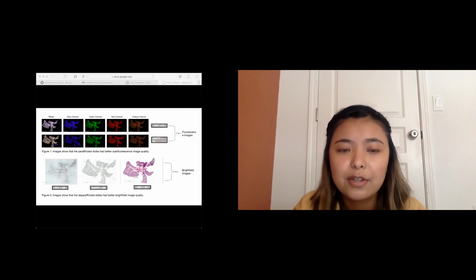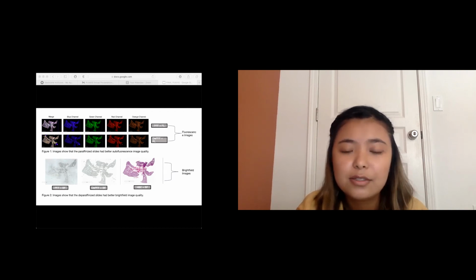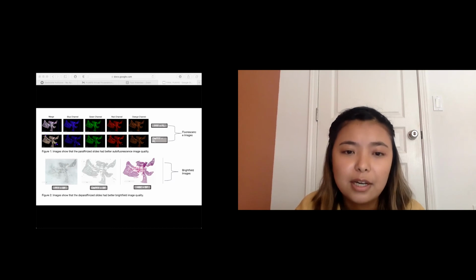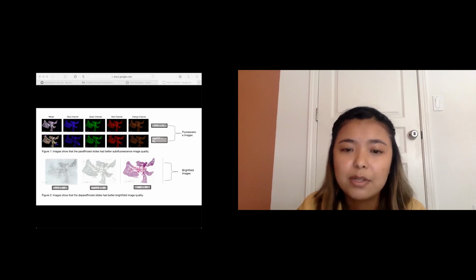And here on figure two, we have the bright field image of the paraffinized slide and the bright field image of the deparaffinized slides. It shows that the deparaffinized slides had better bright field image quality and are very much similar to the final image here on the right, which is the H&E stained bright field image. And our main goal is to have a virtually stained image that's very much similar to this one.